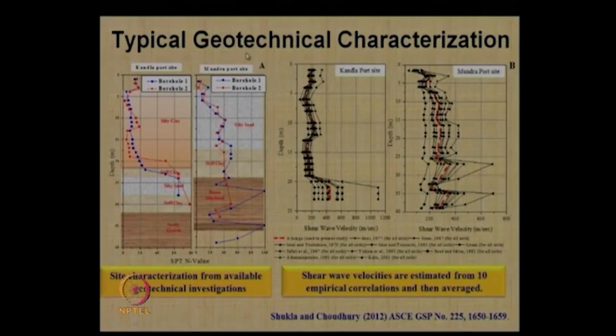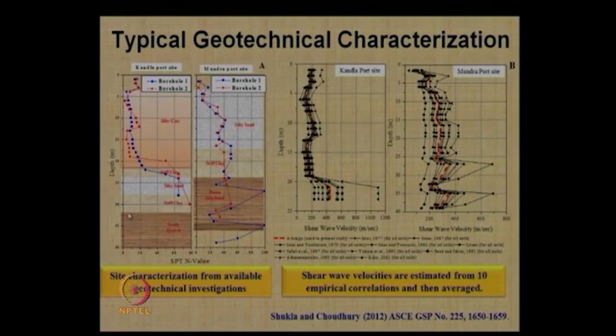Now, we should know the geotechnical properties or geotechnical characterization at that site. Various borehole data were collected; only the typical boreholes 1 and 2 are shown here for Kandla port. Similarly, for Mundra port also boreholes 1 and 2 have been shown. You can see it is majorly silty clay, followed by stiff clay, then silty sand, then stiff clay, then sandy gravel at Kandla port site.